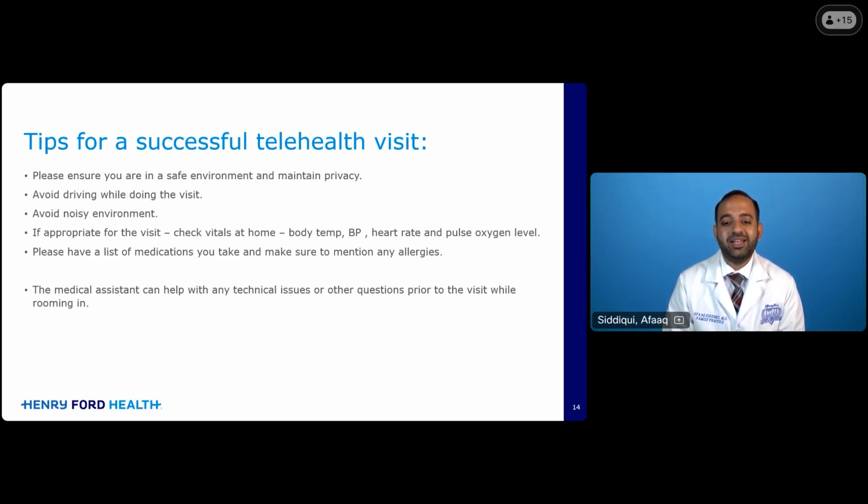Please have a list of the medications you take and make sure you mention any allergies. The doctor would likely have access to your medical records through their devices and should be well informed of your history while doing the virtual visit. The medical assistant can also help with any technical issues or other questions prior to the visit while they room you in.